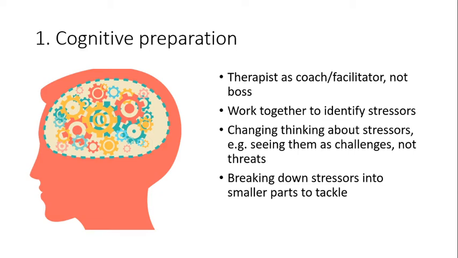So for example, if there's a massive stressor that seems really overwhelming, can they break it down into smaller bits to make it seem more manageable? That's changing the way in which someone is thinking about it, so it's cognitive. Equally, if someone's seeing a stressor as a threat, seeing it as a challenge might sound like you're just changing the word, but it's a different way of looking at it that can mean you're more likely to tackle an issue rather than seeing it as a threat and just getting stressed.